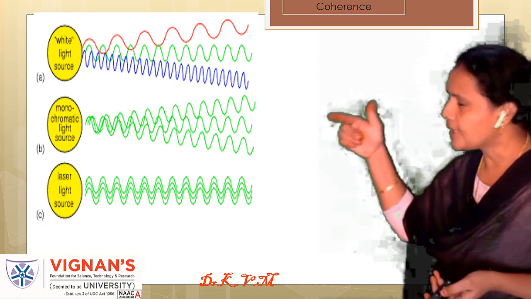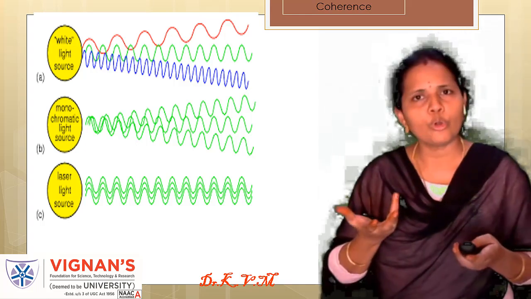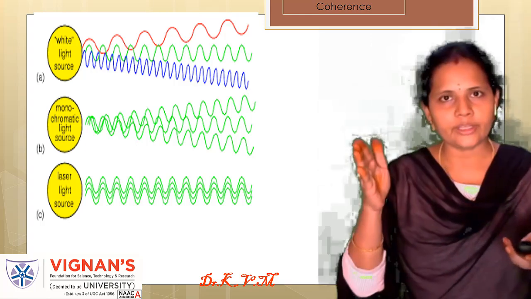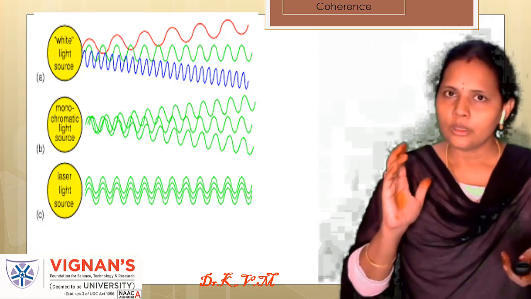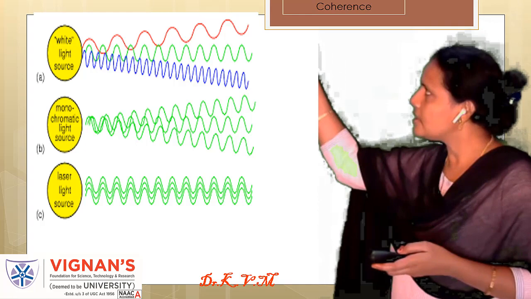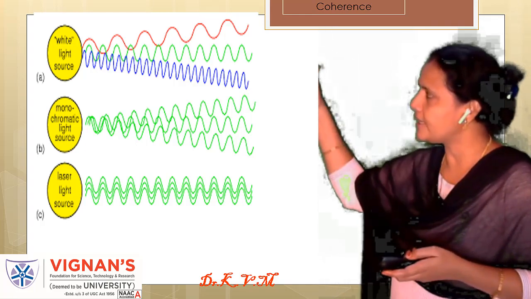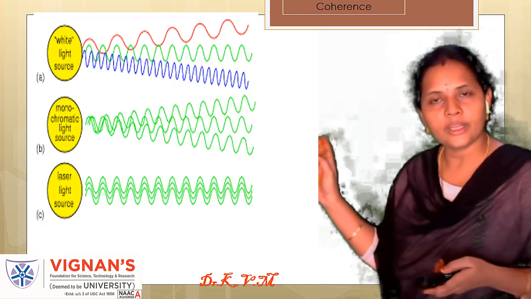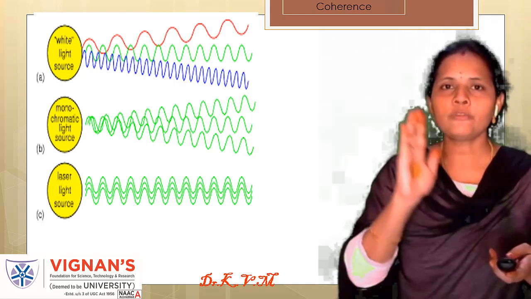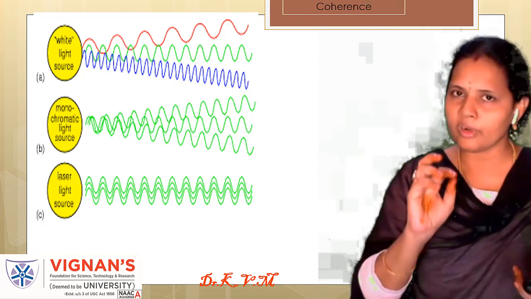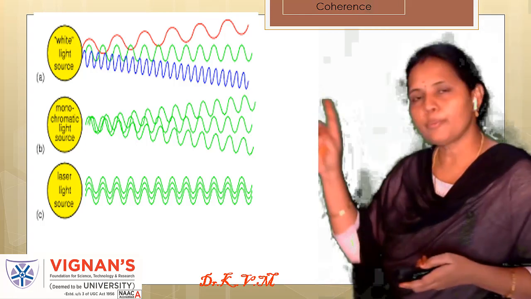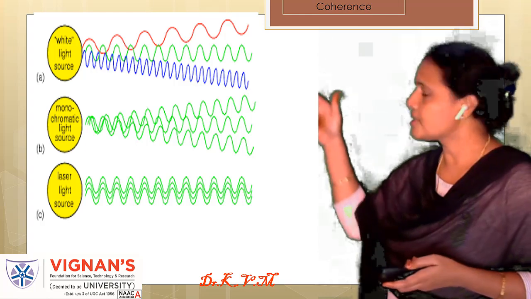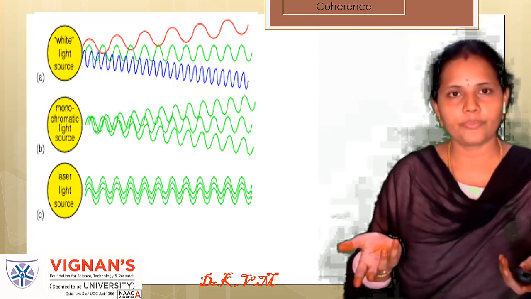Coming to figure B, we are using monochromatic light, which generates a single wavelength. In the diagram you can see the difference from the first figure: all three waves have the same green color. So the waves produced from monochromatic light have the same wavelength, but the waves are not traveling in the same phase.